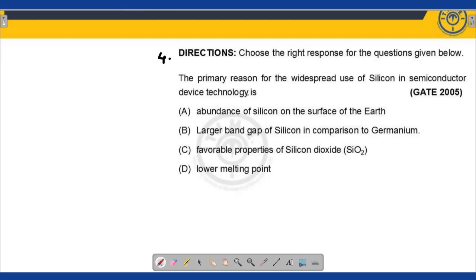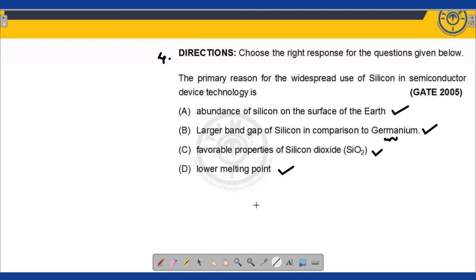Okay. See here, what is the reason I am going to prefer silicon? The abundance of silicon on the surface of the earth, it is right only. But the main reason is the large band gap of silicon in comparison to germanium, because all are important. Favorable properties of silicon dioxide, lower melting point. Whatever it may be, my dear friends, all these things are reasons for preferring silicon. But I want to have the main reason, very important over here.